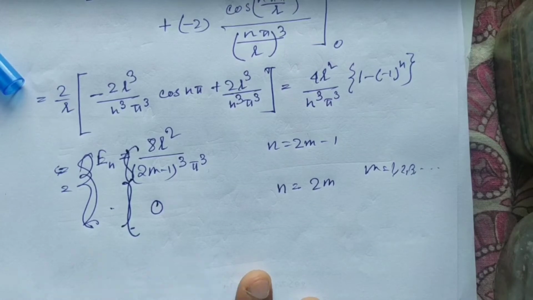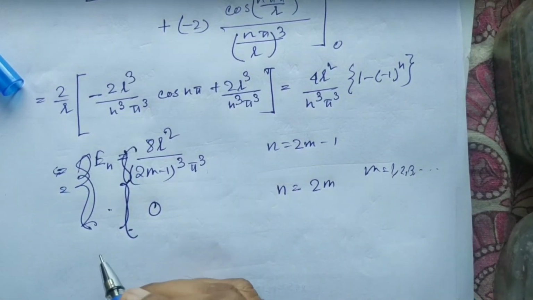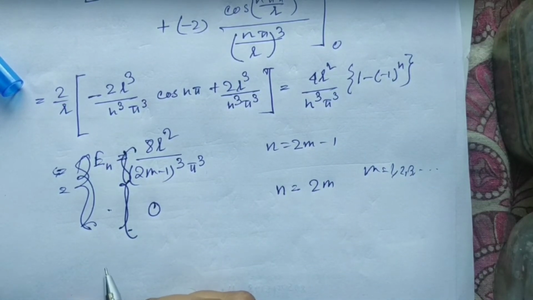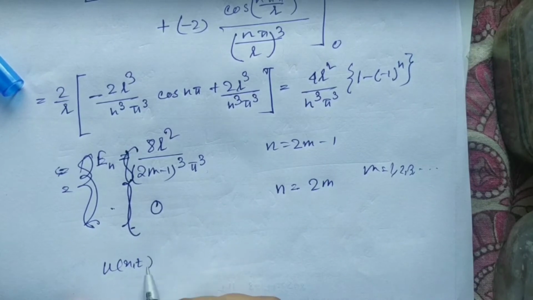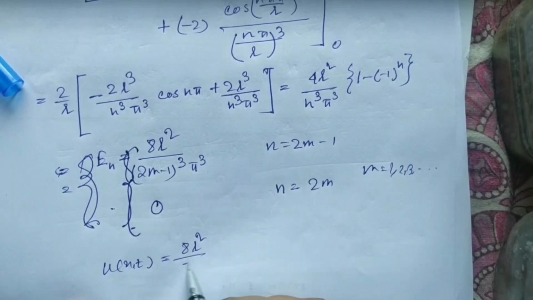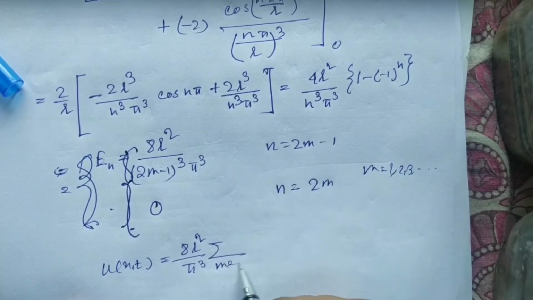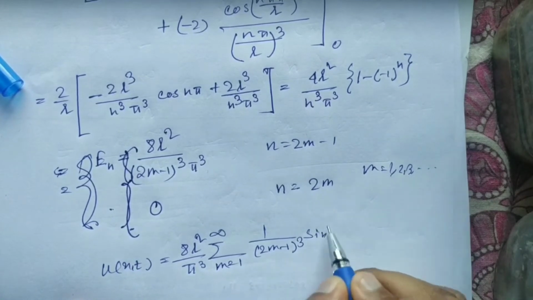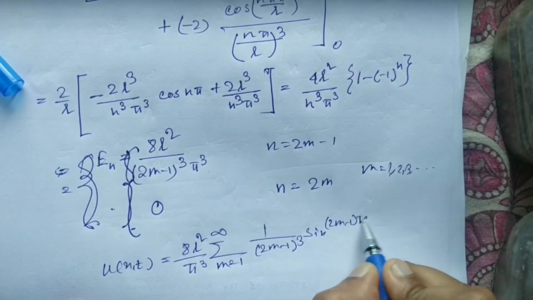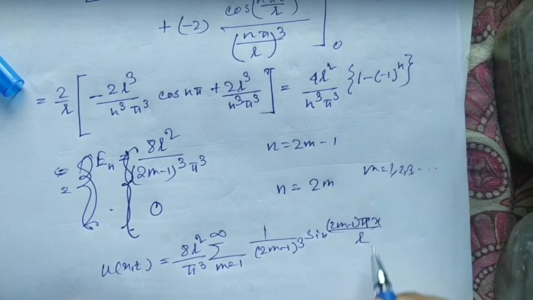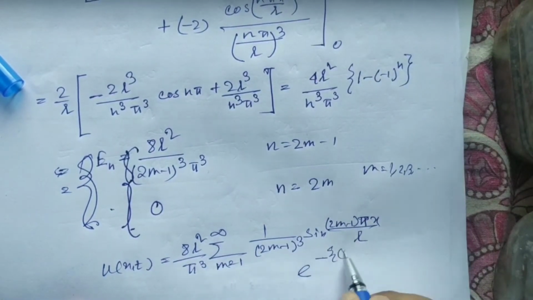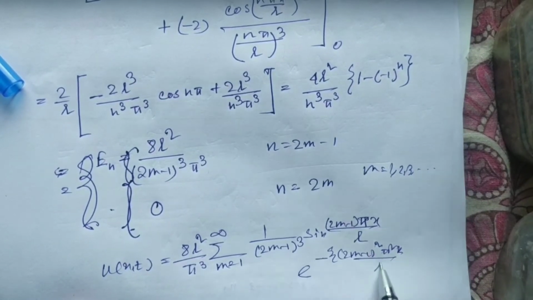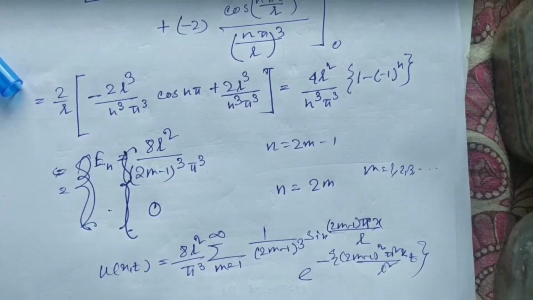So ultimately you can write your equation as u(x,t) equal to 8 L square by pi cube, summation m equal to 1 to infinity, 1 over 2m minus 1 whole cube, sine of 2m minus 1 pi x by L, e to the power minus 2m minus 1 whole square pi square k over L square t. So this is the solution.